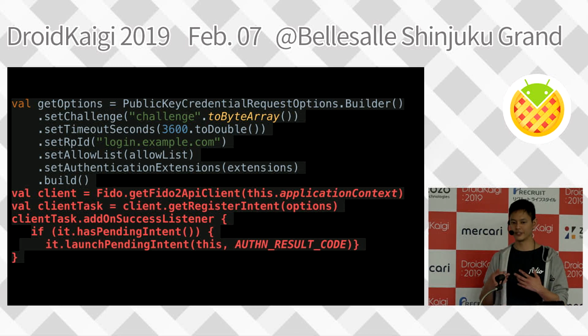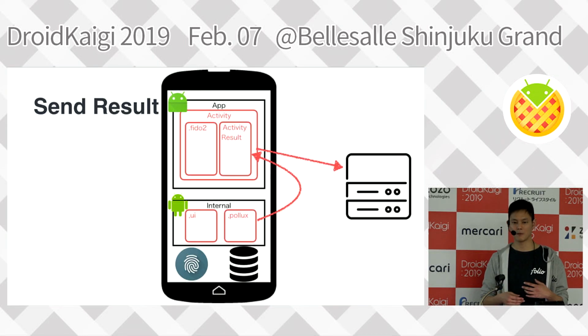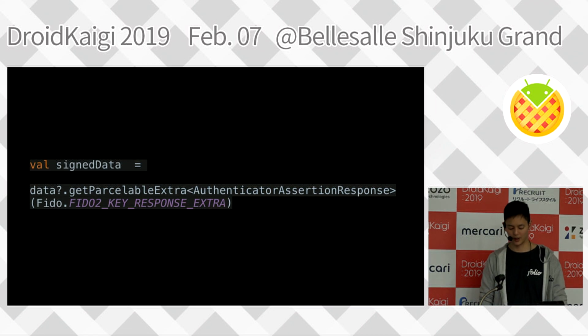And again, after this, everything is done behind the scenes. The internal system retrieves the intent and presents the UI for users to undergo the biometric verification or YubiKey verification and verify that user. And when that's done, the result is sent back to activity result once again. You can retrieve the data the usual way, but specifying the key as FIDO2 key response extra, just like assertion.